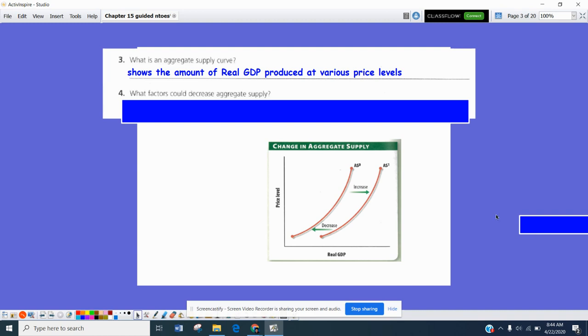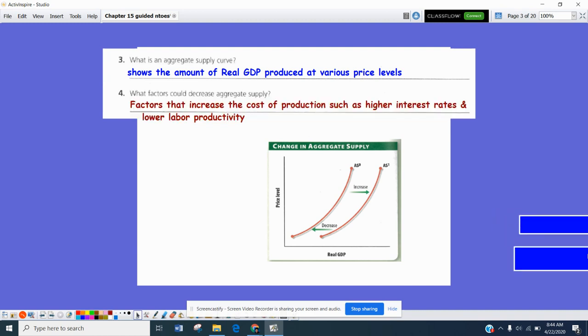Okay, what factors could decrease the aggregate supply? Factors that could increase the cost of production. So if labor goes up, or if maybe one of the inputs for the product goes up, that might change the amount of supply that's going to be out there. Higher interest rates could be part of that. Lower labor productivity. So as a regular microeconomic supply curve would move, if it increases, it's going to move to the right. If it decreases, it's going to move a little bit to the left.